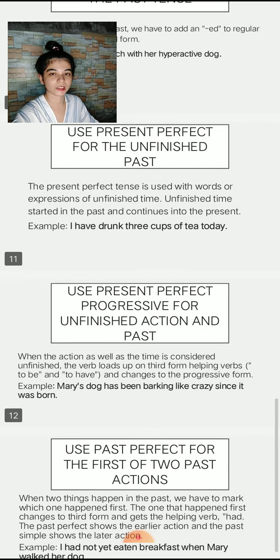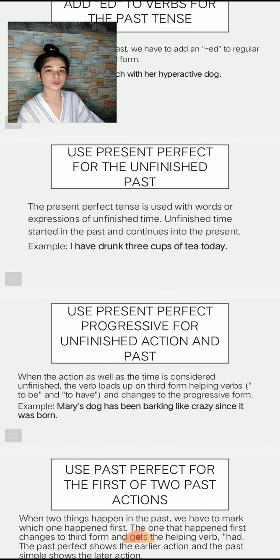So, here, use present perfect for the unfinished past. The present perfect tense is used with words or expressions of unfinished time. Unfinished time started in the past and continues in the present. So, di ba bro, libog kaayo siya kung kaning una-naon. So, we have the example.